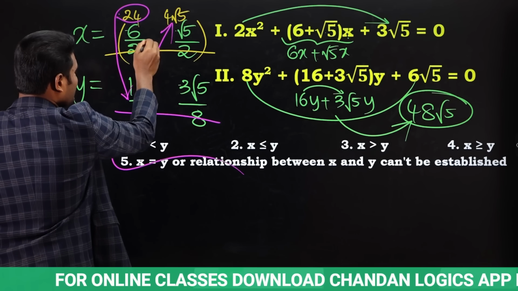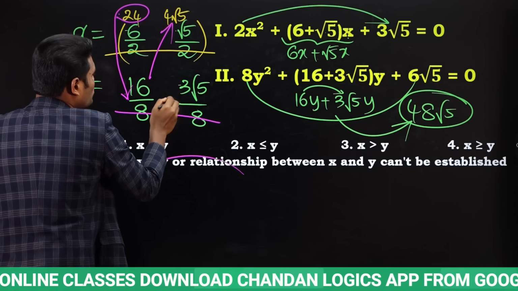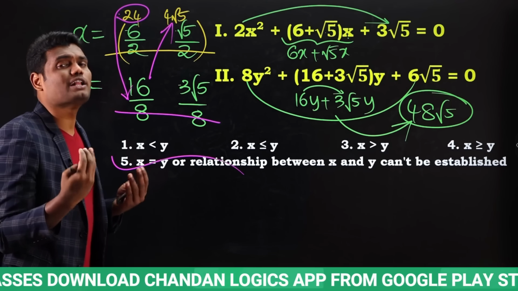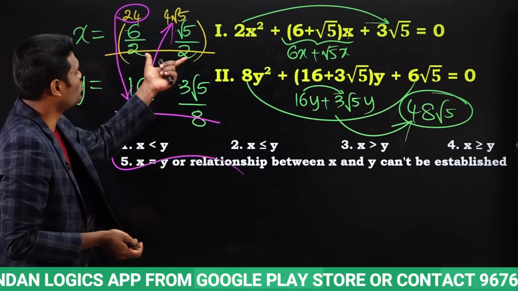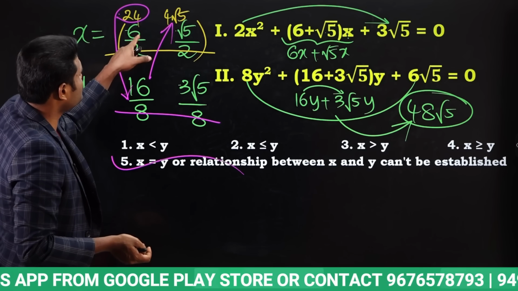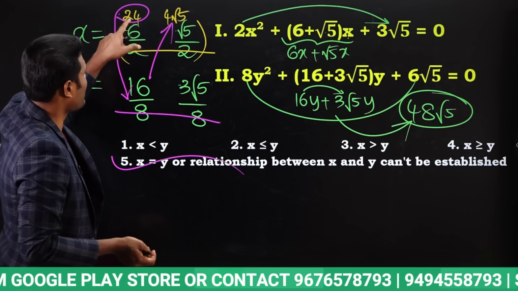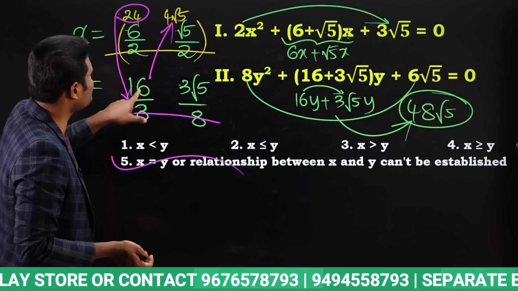6 cancels in 2, 3 times, 16 cancels in 8, 2 times. If you want, you can simplify. Or else what you can simply do is, as I told you, make the denominator the same: this is 8, this is 2. Multiply this with 4. If you multiply 6 by 4, it is 24, and this will be 4 root 5. Now compare 24, 4 root 5, 16 and 3 root 5.